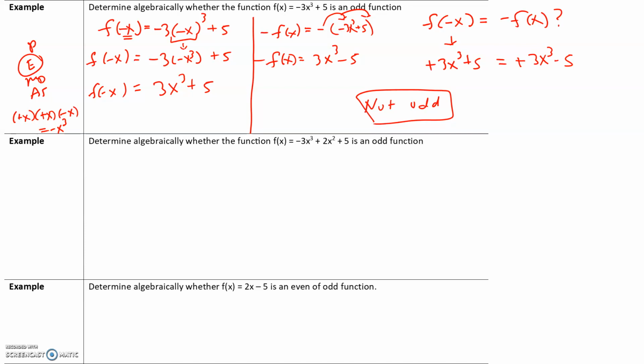Okay, let's take another example. For the next example, we have f of x equals negative 3x cubed plus 2x squared plus 5. We will do that in class. And then the next example we will also do in class.